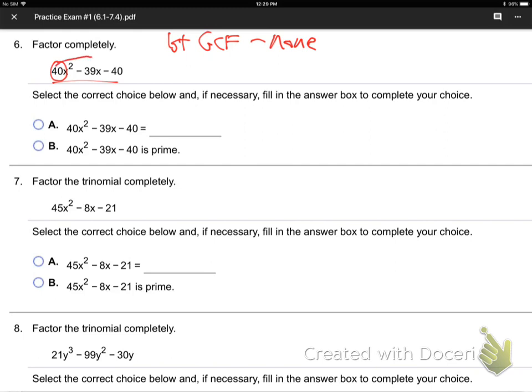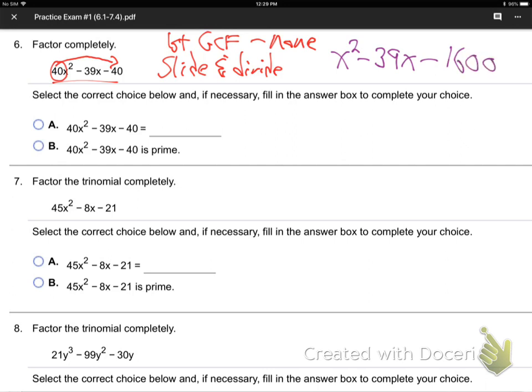So we slide and divide, don't we? Slide and divide. Push that number to the back and multiply. So it becomes x squared minus 39x minus 40 times 40. Use your calculator. 4 times 4 is 16, 2 zeros, 1600. That's going to be challenging. So we're going to do our diamond thing.